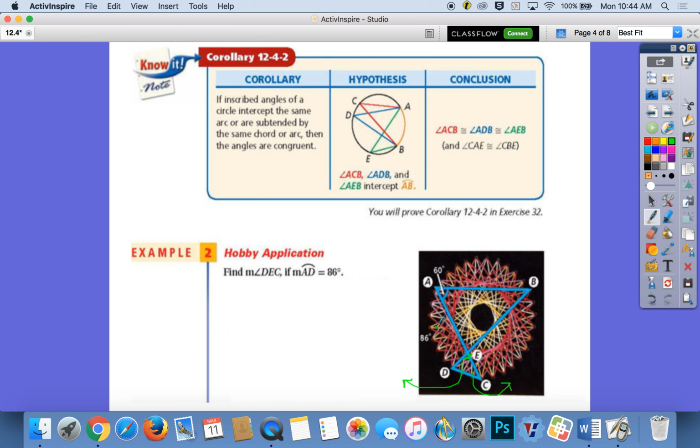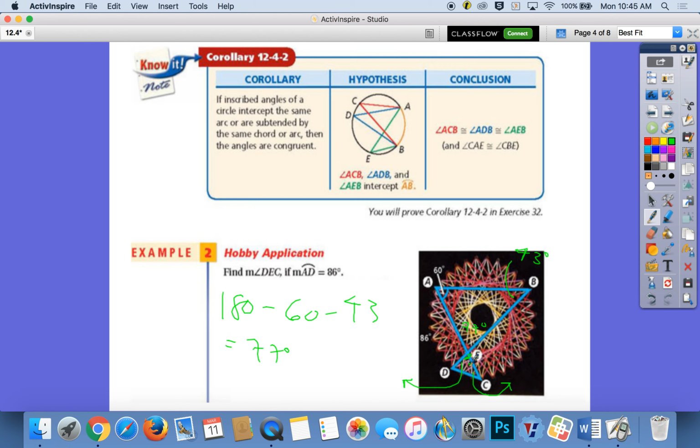My strategy, and this isn't necessarily the only way to do this problem, is to find these angle measures, since these are vertical angles here. This arc is 86 degrees, so this measurement right here is half that, which is 43 degrees. Then if I do 180 minus 60 minus 43, I get this measurement right here, which is 77 degrees.